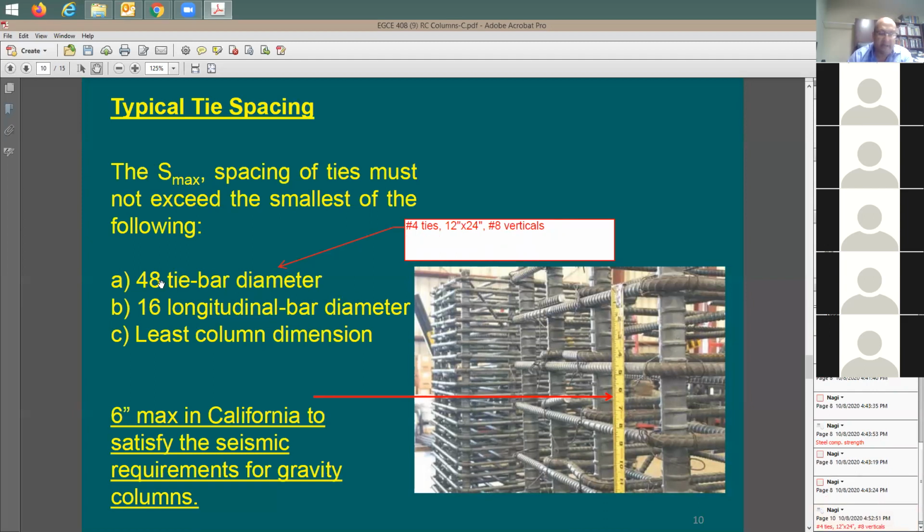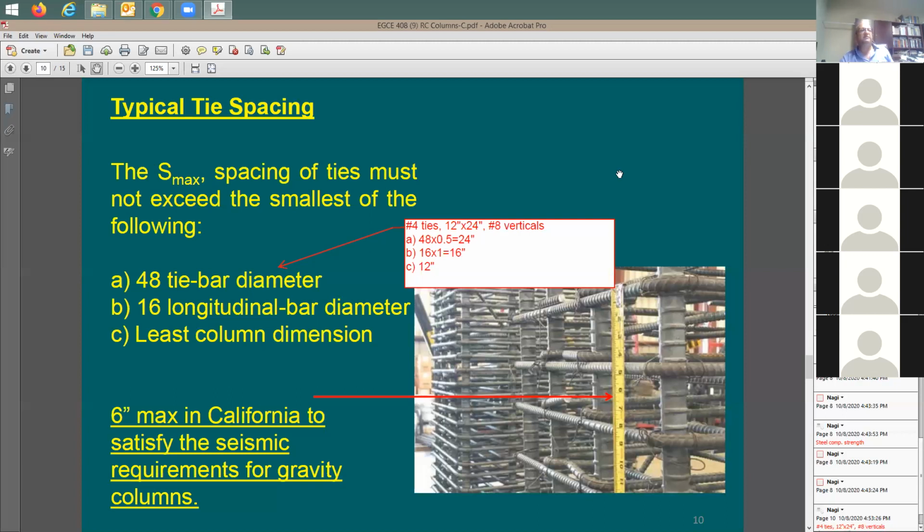According to item A here, the spacing is going to be 48 times the tie diameter. So I'm going to say 48 times 0.5. Where does 0.5 come from? Number 4. It's going to be 24 inches. B is going to be 16 times 1. What is 1 for number 8? It's going to be 16 inches. Least column dimension. What is the least column dimension? I'm going to say here C is going to be 12 inches.